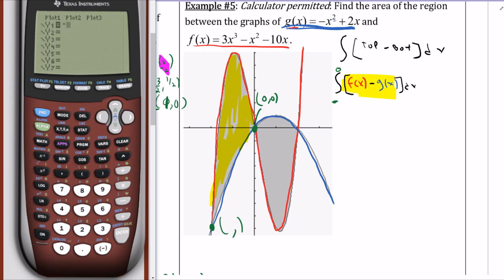So I'm going to type g of x first. Negative x squared plus 2x. And here we're going to have 3x to the third power minus x squared minus 10x. If you don't have a graphing calculator, do it on Desmos. You need to actually do this so you can see how it goes. Okay, we're going to graph this.